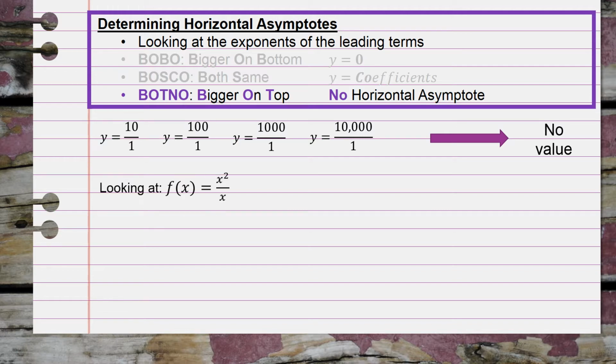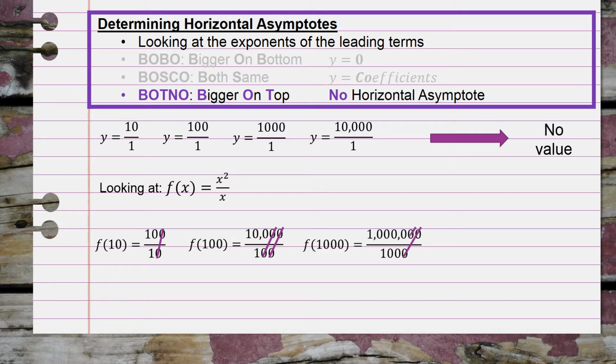So if I look at it as a function, say x squared over x, and I plug in values such as 10, that makes it 100 over 10. Again, it reduces. Say I plug in 100, and then I reduce. I plug in 1,000, and I reduce. But as you look at the results, are the results getting closer and closer to a particular value? No, which means there is no horizontal asymptote.